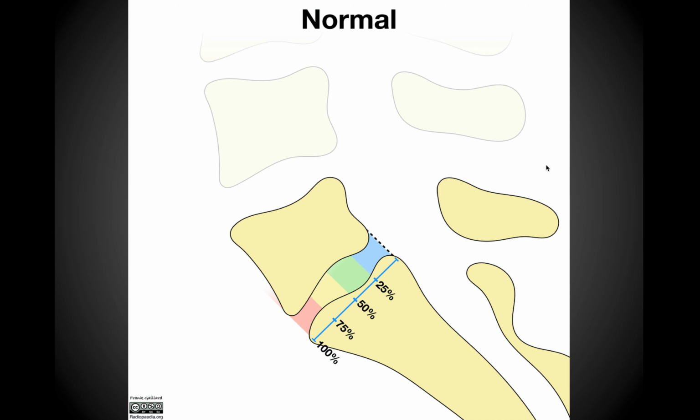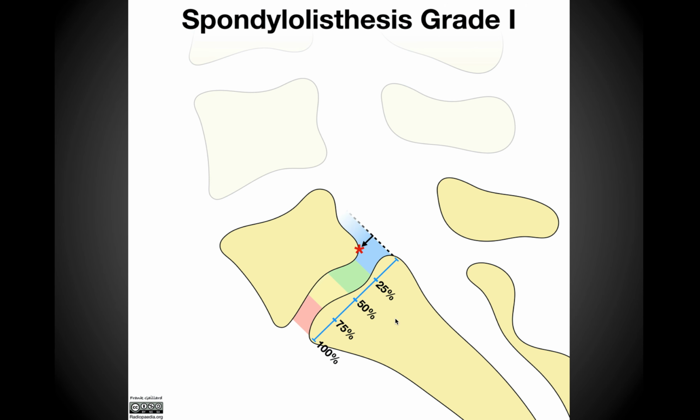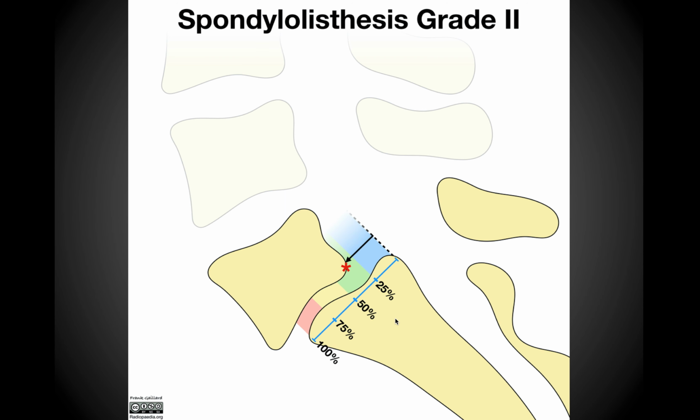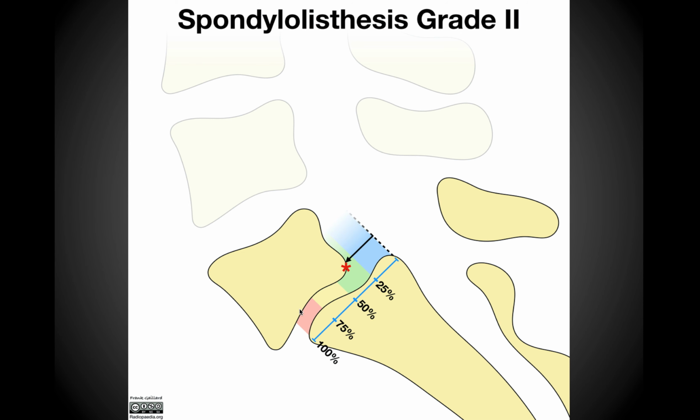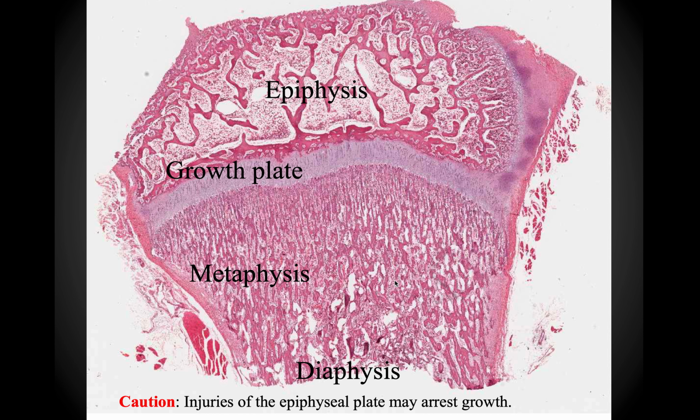So here's an example of L5 on S1, what it typically will look like. And you can see how we are able to grade the different types of spondylolisthesis based on the severity. So grade 1, you can see you have about a 25% anterior translation of L5 on S1. Grade 2 is where you're around 50%, and then you can get even grade 3 and grade 4 where it'll translate even further than that. So anyways, most of them are going to be grade 1 and grade 2 though.